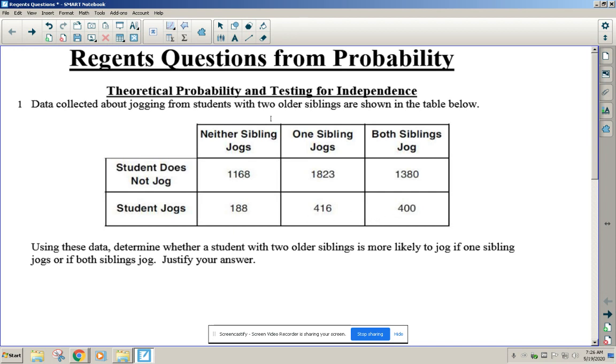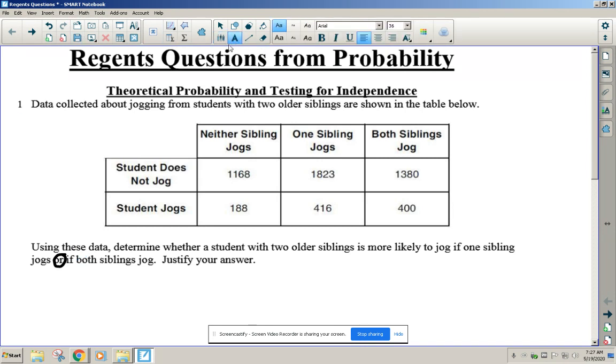With problems like this, we definitely are going to be looking at conditionals. Using the data to determine whether a student with older siblings is more likely to jog if one sibling jogs or if both jog. This is actually two different conditionals, and it's two different conditionals because of this little word here, or. Now, guys, this is why you got to take your time.